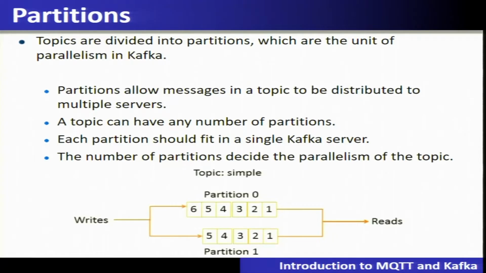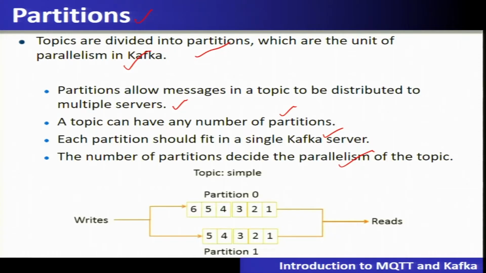Now let us talk about the partition. Topics are divided into partitions, which is a unit of parallelism in Kafka. Partitions allow the messages in a topic to be distributed across multiple servers. The topic can have any number of partitions, and each partition should fit into a single Kafka server. The number of partitions decides the parallelism of the topic.